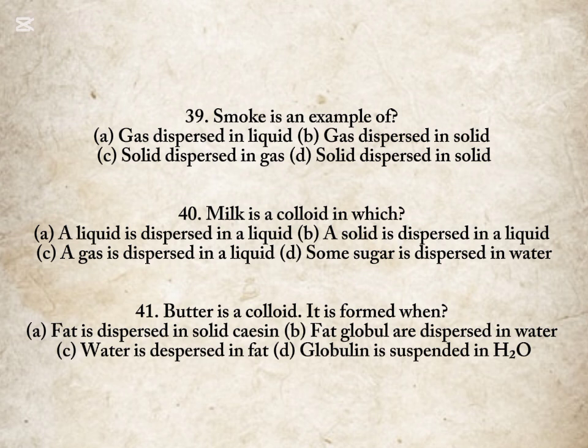41. Butter is a colloid. It is formed when A. Fat is dispersed in solid casein. B. Fat globules are dispersed in water. C. Water is dispersed in fat. D. Globulin is suspended in H2O. The correct option is C. Water is dispersed in fat.